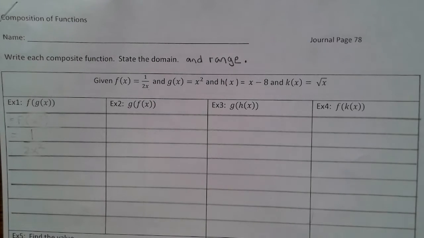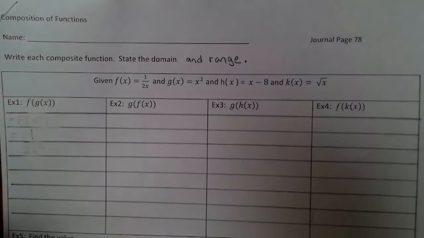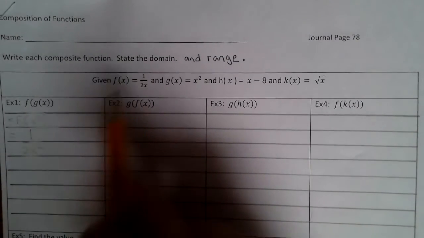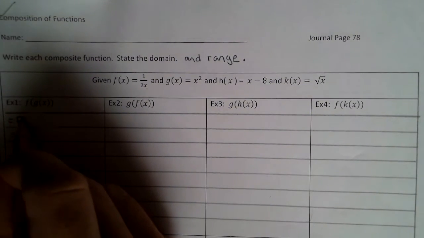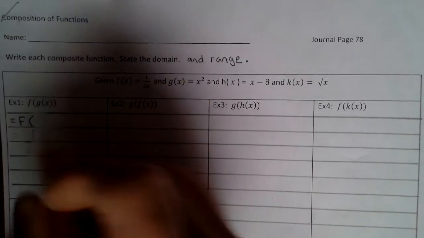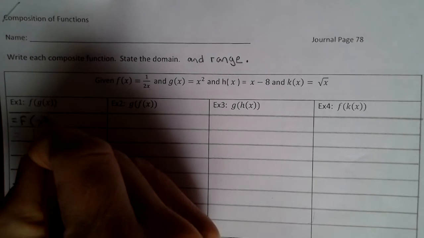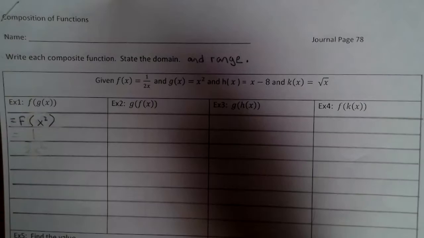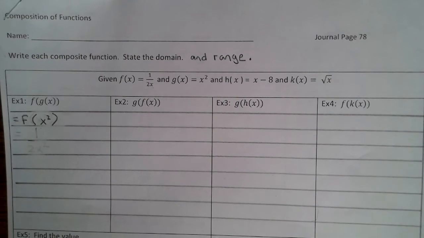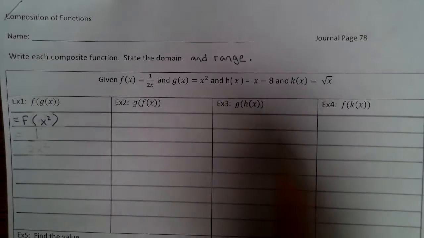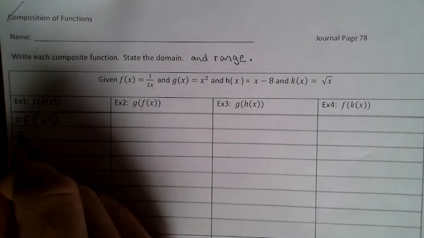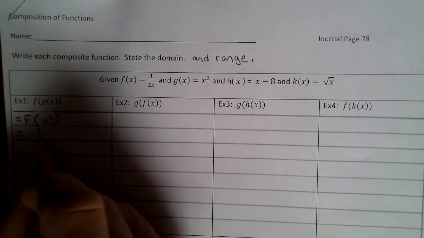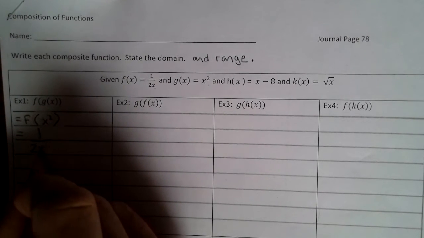So we have f of g of x. So that means we're putting g of x into f of x. Well, that would mean that's f of g of x, which is x squared, okay? So we're plugging x squared in for x in f of x. So that's equal to 1 divided by 2 times x squared.